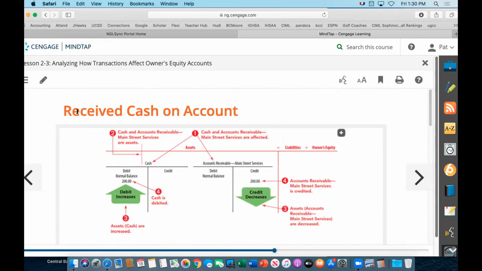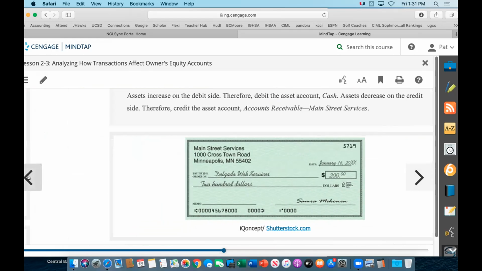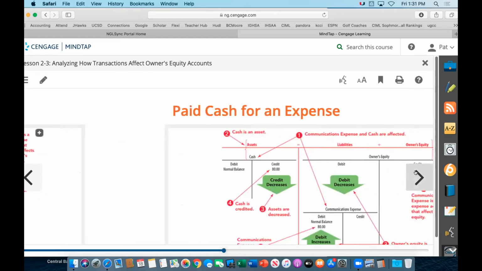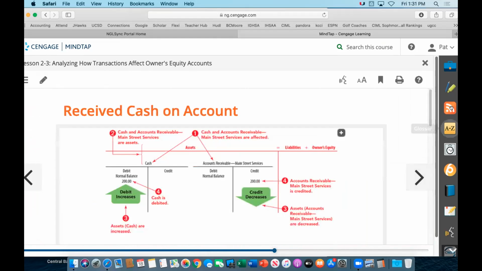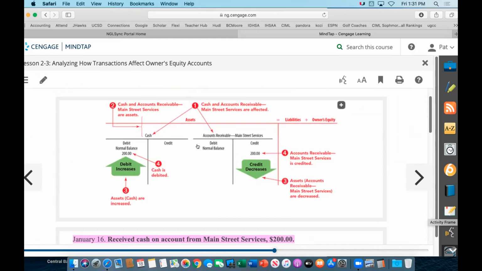Receive cash on account. So what's this mean? Main Street here. Scroll down. Main Street is writing us a check for $200. Well, what'd we say two transactions before? We increased Main Street's bill by $500, right? So whenever we sold service on account, we did $500 worth of work for them. So we billed them $500. So we debited accounts receivable. Now they're coming back and they're writing us that check for $200, so they're paying part of the bill.